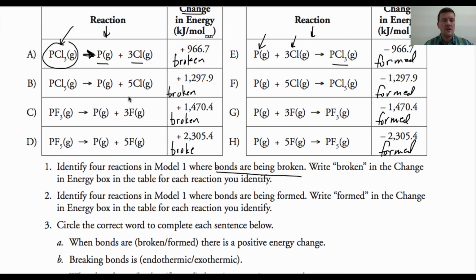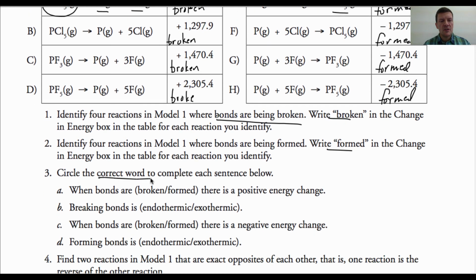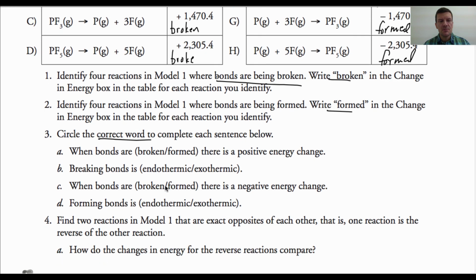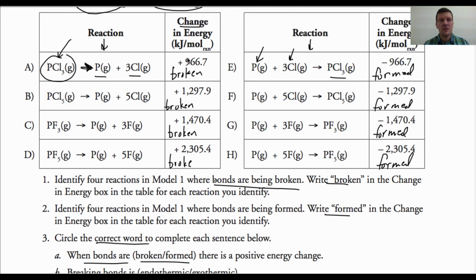So this side is all breaking the bonds, the other side is all forming the bonds. All right, we did that, 1 and 2. Circle the correct word to complete each sentence below. When bonds are either broken or formed, there is positive energy change. Well, when they're broken, positive, positive, positive, positive.